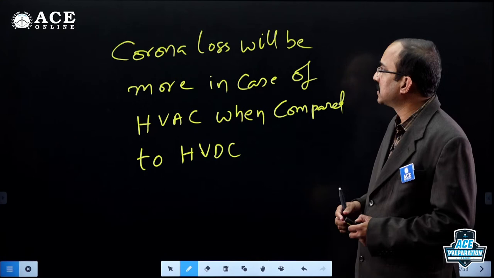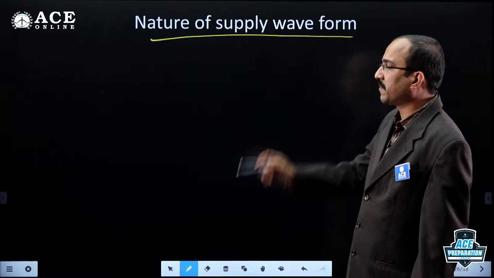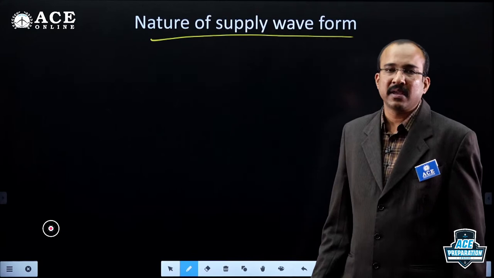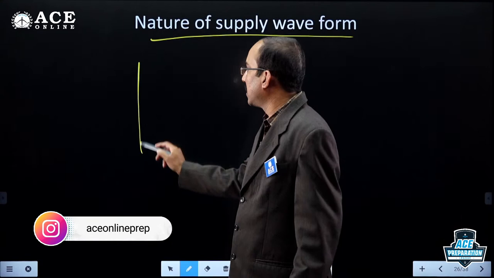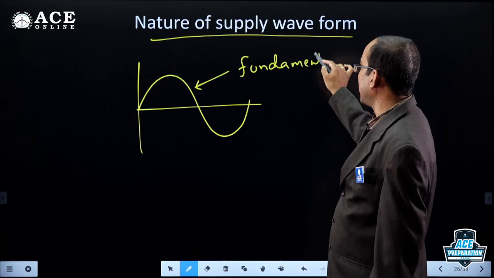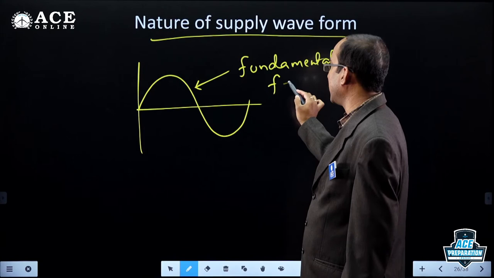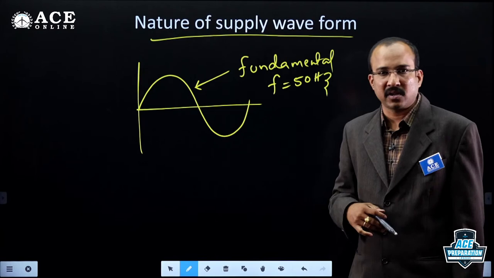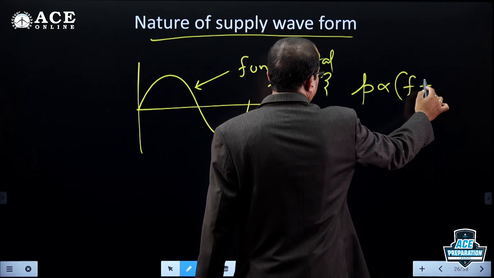Now, let us observe here, nature of supply waveform. How can the nature of supply waveform influence this corona? Suppose the supply waveform consists of only the fundamental component, that is only the 50 hertz component is there. Then the corona loss is directly proportional to what? (f + 25), that is 50 + 25.